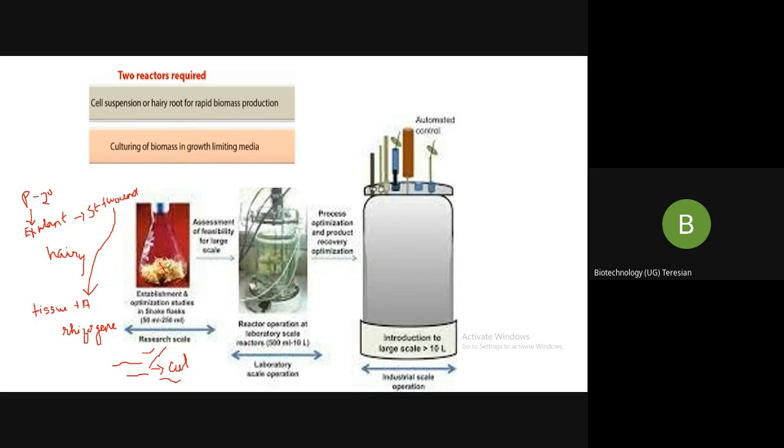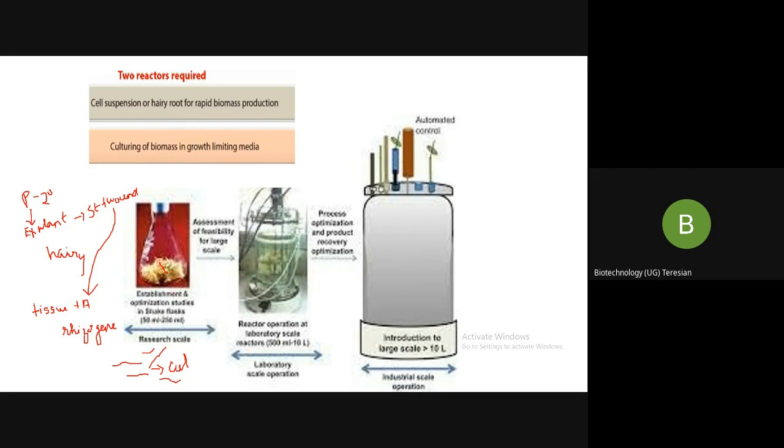Now one more method the scientists have used is two bioreactors. In one bioreactor, you produce only the biomass, and in the second bioreactor, you produce only the secondary metabolites. Here, what this picture is telling you is that this is the lab scale where they produce the root. The establishment and optimization of the study is conducted in the shake flask. First, you produce everything in small quantities in your shake flask. That is the research scale.